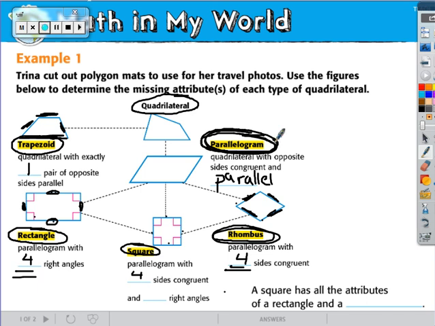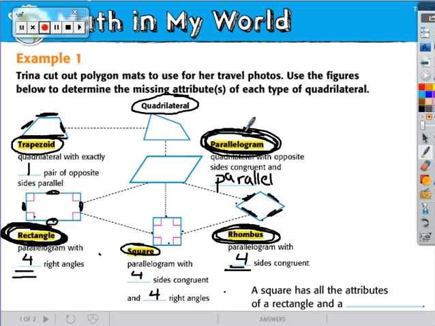And which also makes it a parallelogram. And how many right angles does a square have? 4. Which also makes it a rectangle. So a square is a rectangle, a rhombus, and that's why the square is the big daddy of all parallelograms, because it has the attributes of every single parallelogram.